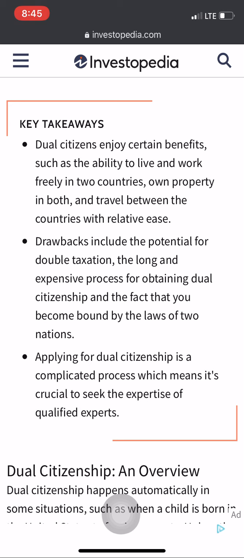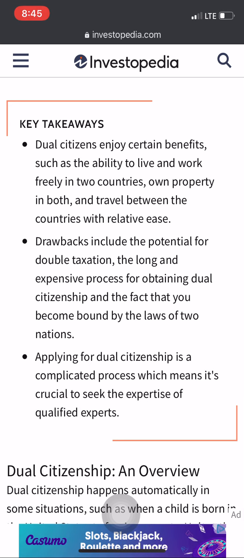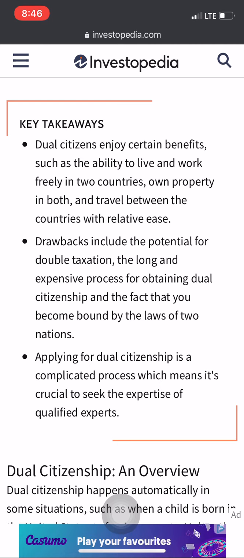Absolutely important. America taxes people on their worldwide income. So even if you own a house in India, you will have to pay property taxes to America, which is absolutely insane. I mean, you have to pay property taxes to India as well as in America. Yeah, that's how the American law works.